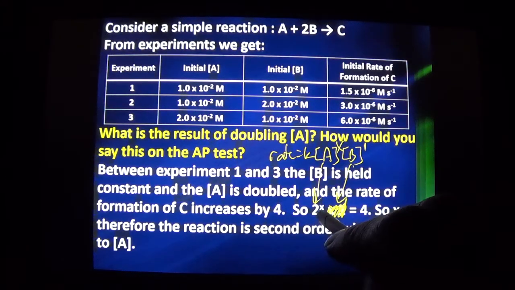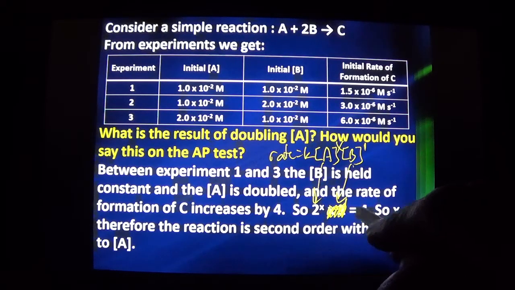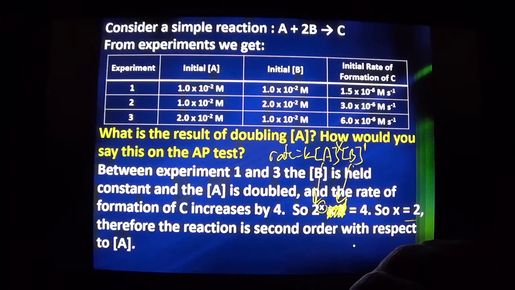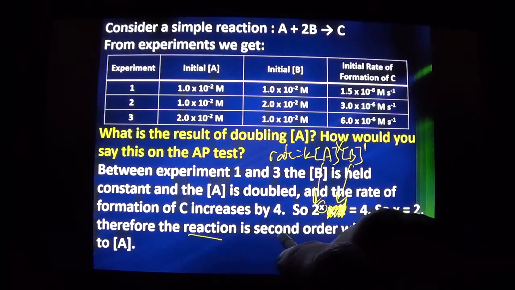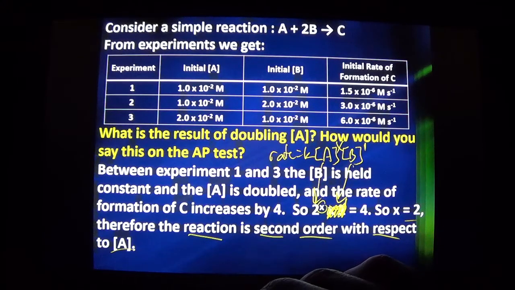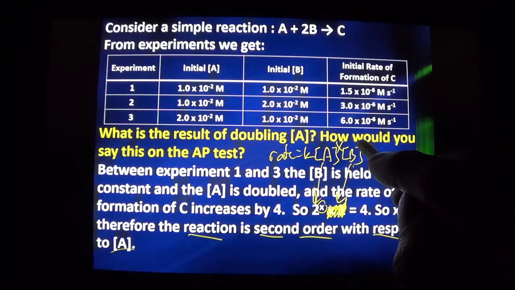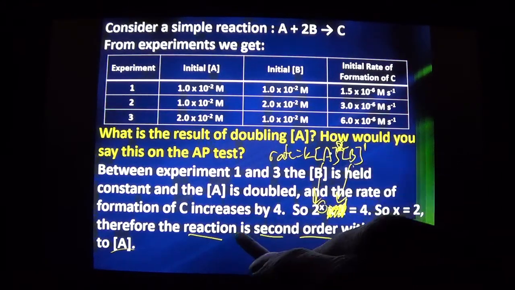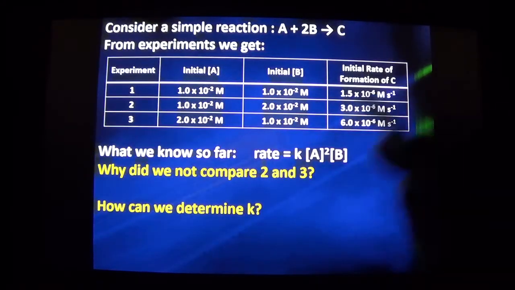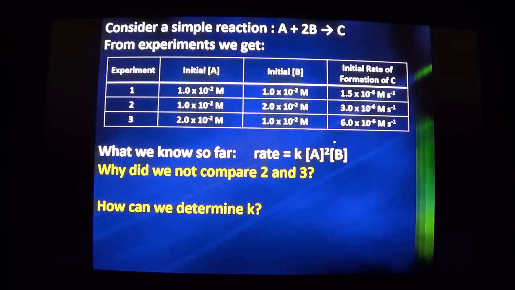Okay. So I ask myself, what can I raise 2 to the x to equal 4? Well, I hope you're telling me x is 2. What does that mean? Don't make them guess what that means. Write out what that means. It means the reaction is second order with respect to A. So now I know y was 1 and x is now 2. I know a lot about the orders of my equation. So this is what we know so far.